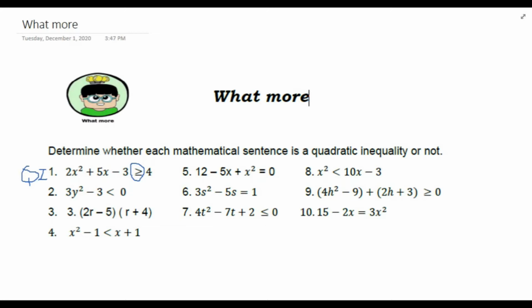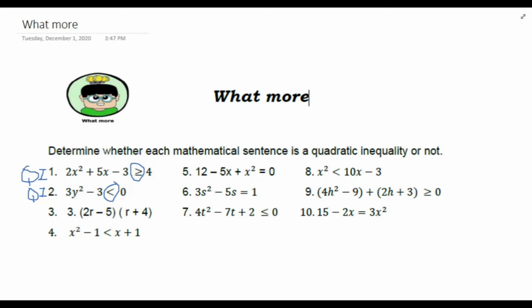Number 2, 3y squared minus 3 is less than 0. So this is a quadratic inequality. Your answer will be QI. There is an inequality symbol which is less than.